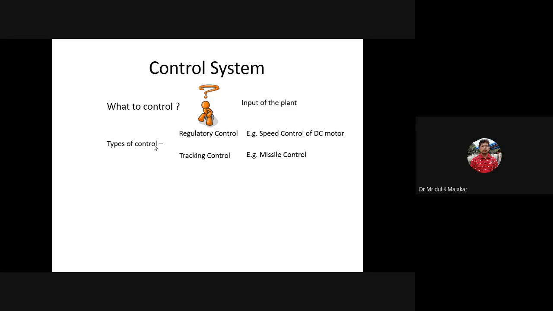Tracking control means you manipulate the error and the output based on error dynamics. You take the rate of change of the error, and you always try to minimize the error. The same way in regulatory control, you find the error dynamics and reduce the error between the desired value and the output measurement. The only difference is that in regulatory control you give the reference, but in tracking control you can't give the reference because you don't know it.